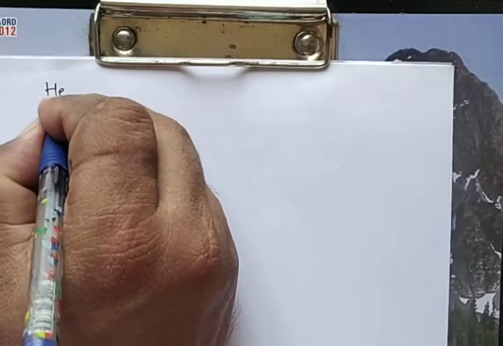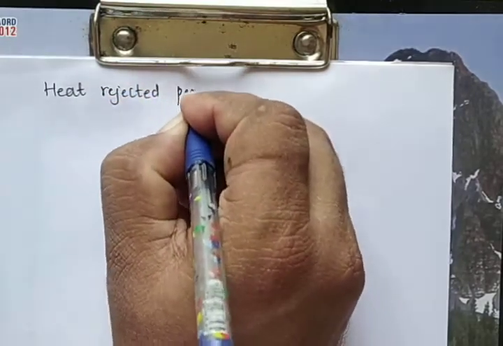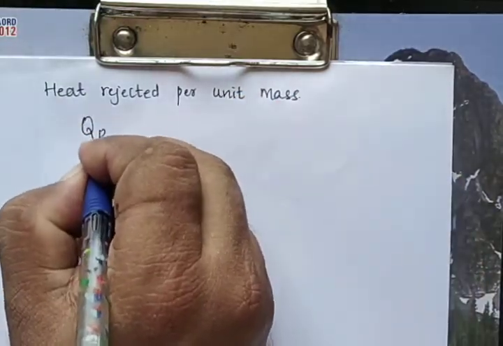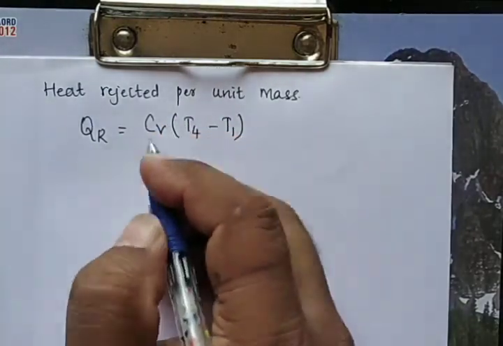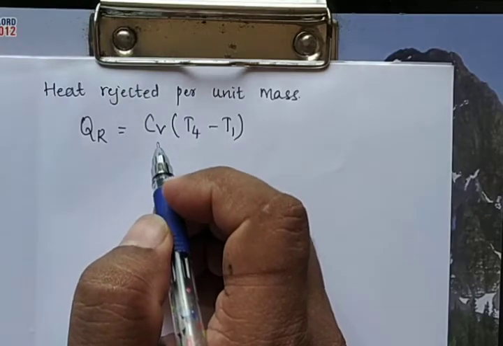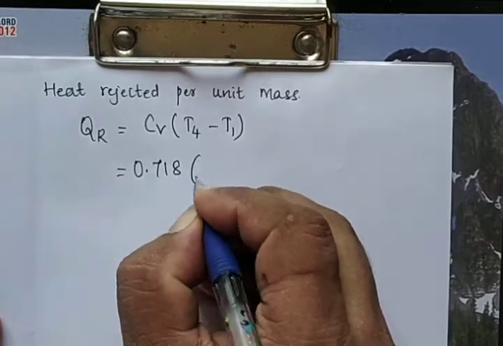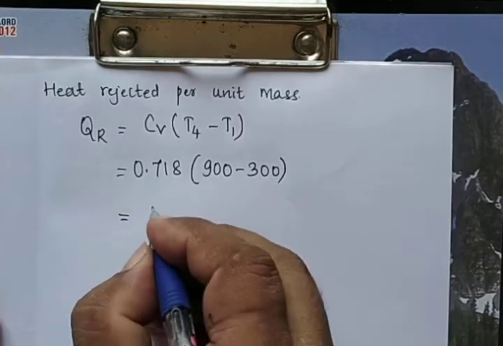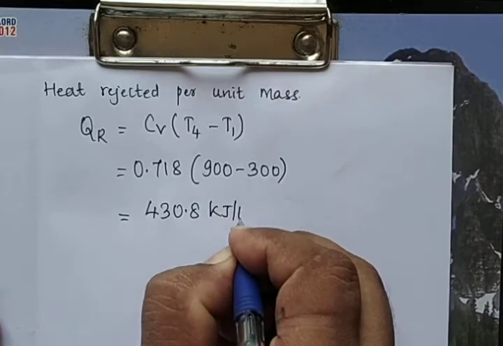So after finding out the value of heat added, find out heat rejected. Heat rejected per unit mass, that is QR, will be equal to CV into T4 minus T1. Because heat is rejected at constant volume, so we are using the term CV. That is 0.718 into bracket T4 is 900, 900 minus 300. So you will get the value of heat rejected, that is 430.8 kilojoules per kg.